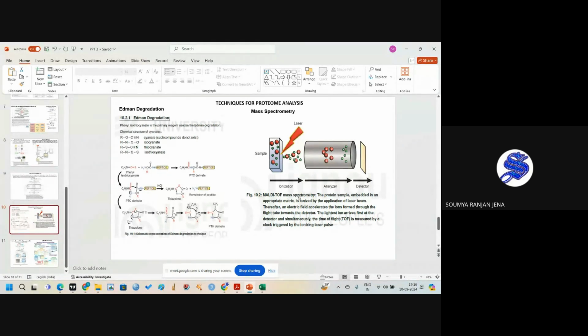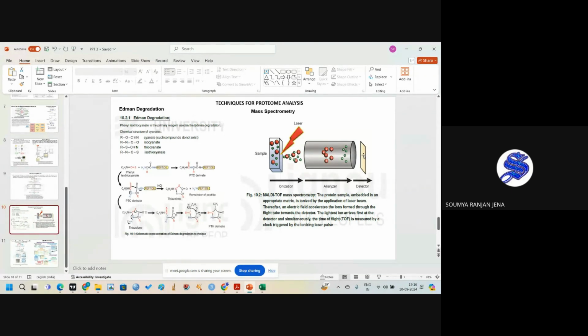And in this MALDI-TOF mass spectrometry, the protein sample is embedded in an appropriate matrix, and this is ionized by application of a laser beam, and thereafter the electrical field accelerates the ions through the flight tube towards the detector. The lightest ion, that is the smaller peptides, will move faster and reach the detector first, and simultaneously the time of flight is measured by the clock triggered by the ionizing laser pulse. The smaller the peptide length, the faster it will move, and the detector will detect it.